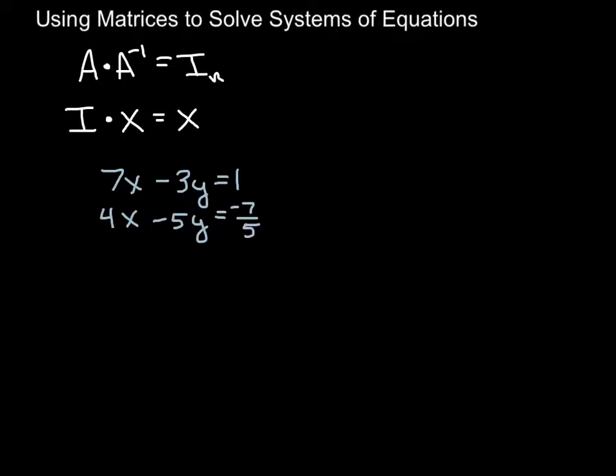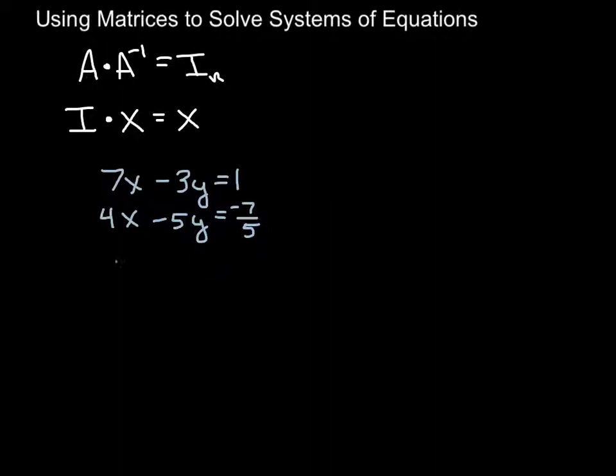So say we have a system of equations, 7x minus 3y equals 1, 4x minus 5y equals negative 7/5. I want to solve that system of equations. We can use the methods we learned before, graphing, substitution, elimination, and I'm going to show you this last method using matrices. First, I'm going to rewrite this system of equations using a matrix.